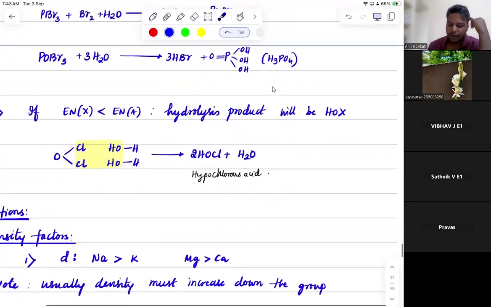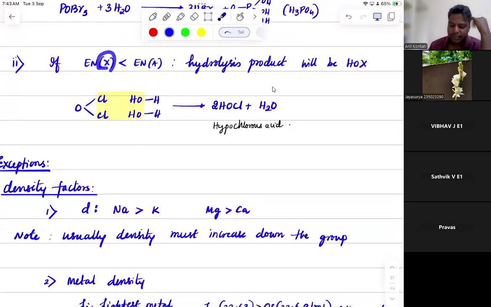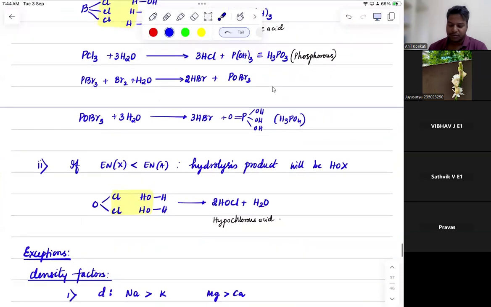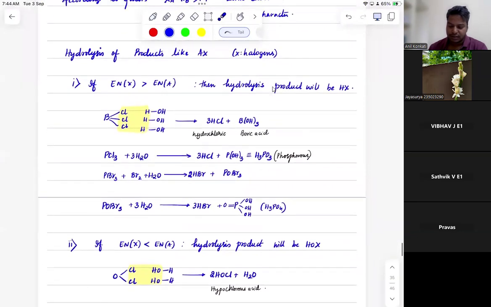Next, if the electronegativity of X is less than A, then Cl and OH will get connected and become HOCl instead of HCl, and the rest will become H2. Everybody, please go through these two factors once.